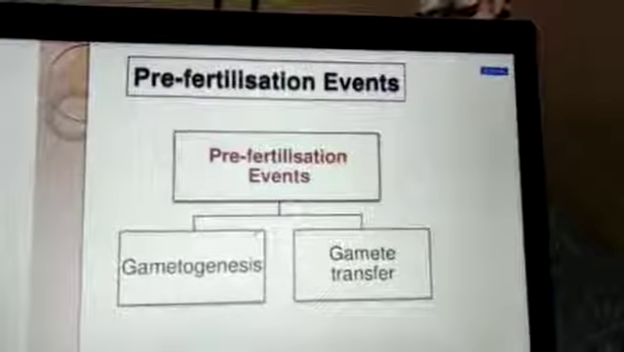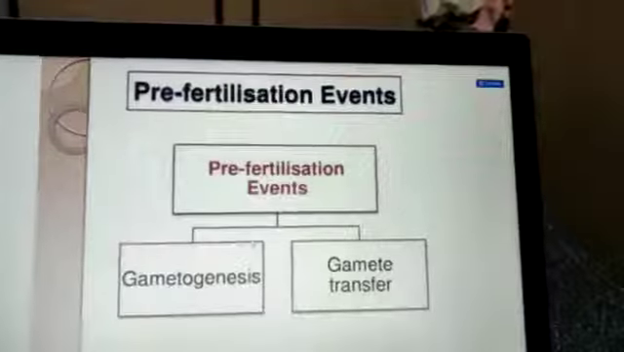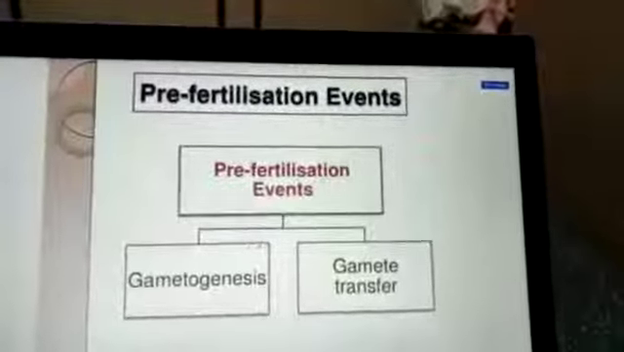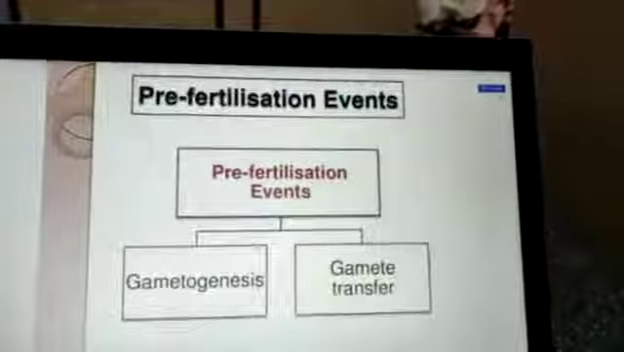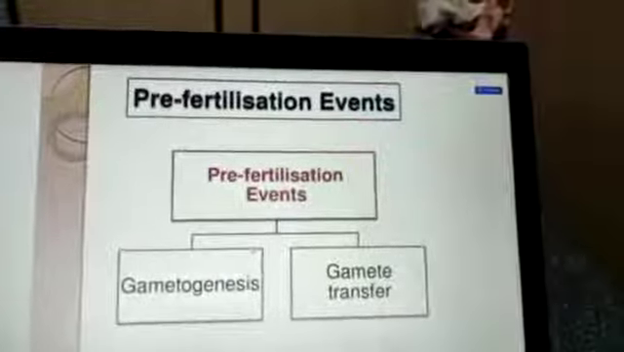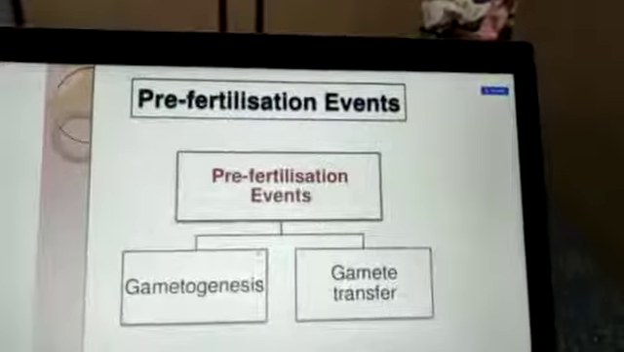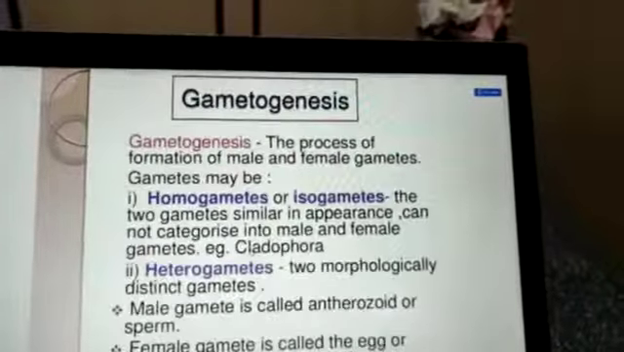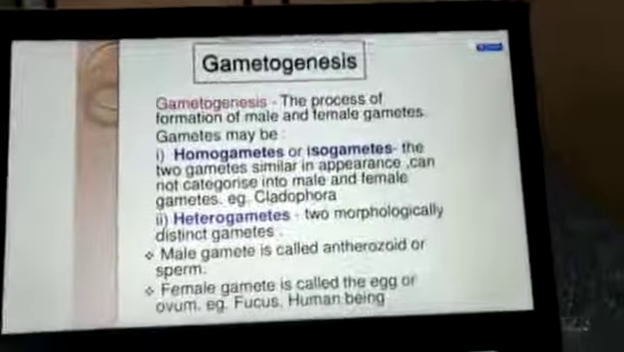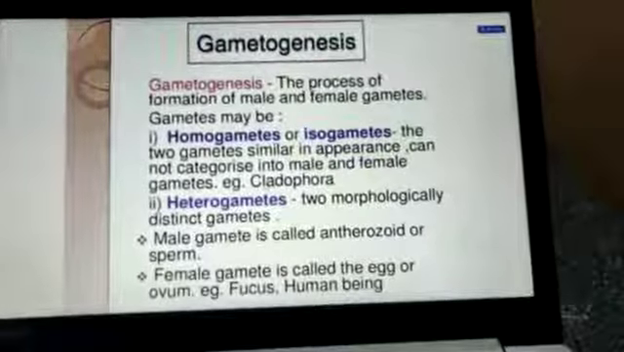Once the gametes are formed, then they mature and they are transferred to the female body. That is nothing but internal and external fertilization. We already studied in class 11th. Okay, so what are the two events of pre-fertilization? Gametogenesis and gamete transfer. Now gametogenesis. What is gametogenesis? Gametogenesis is nothing but the process of formation of male and female gametes.